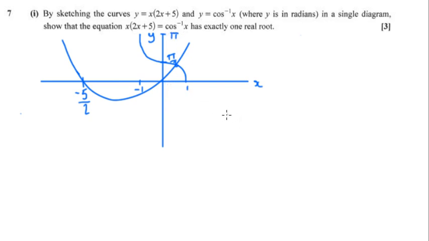So the reason we can say that it has exactly one root is because we can see here that it has one point of intersection. Don't forget to point out the point of intersection on your curve. If you don't circle it and label it, you won't get the mark.